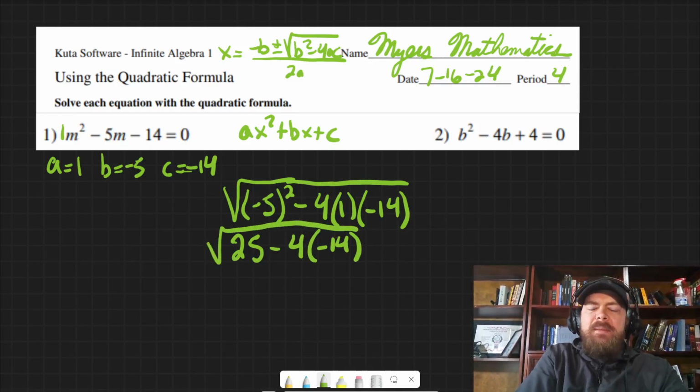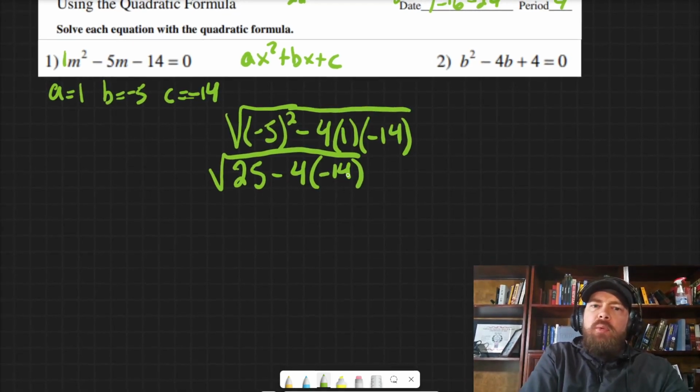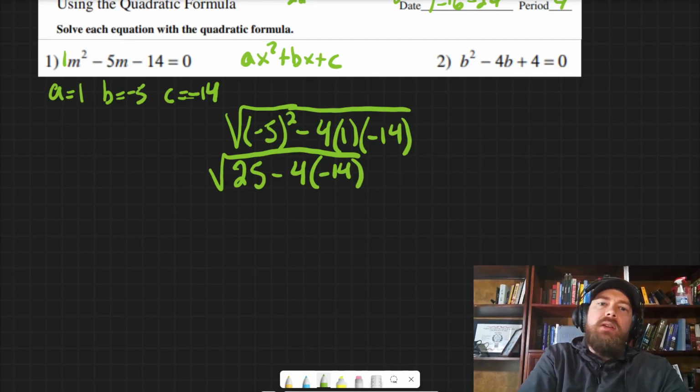Anytime you times something by 4, you're just doubling it twice. So I'm just going to double this twice. 14 doubled will be 28, and then 28 doubled would be 56. You can also just times it as well. 4 times 4 is 16. Carry a 1. 4 times 1 is 4, plus 1 is 5. Also, minus and minus cancel and make a plus.